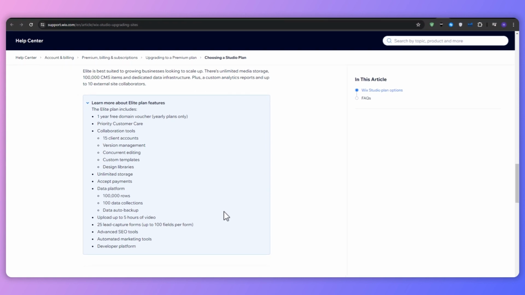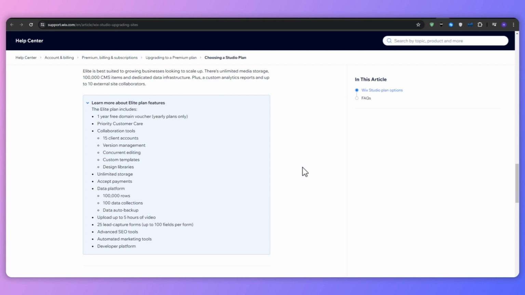For example, a large e-commerce store with a vast product catalog may require a higher CMS item limit compared to a small personal blog. Similarly, a news website with multiple categories and subcategories may need a plan with a higher collection limit to accommodate its complex content hierarchy.